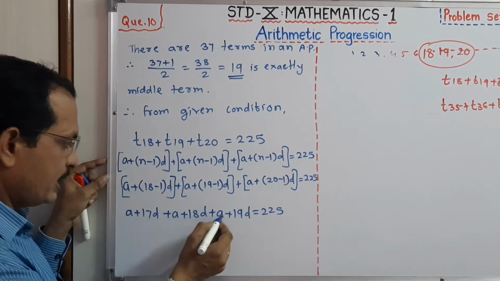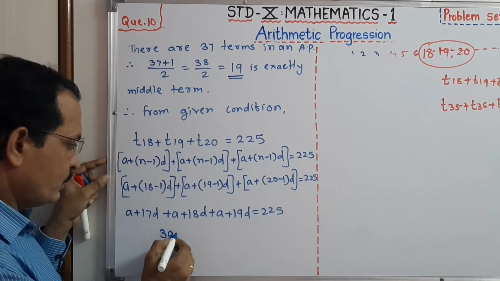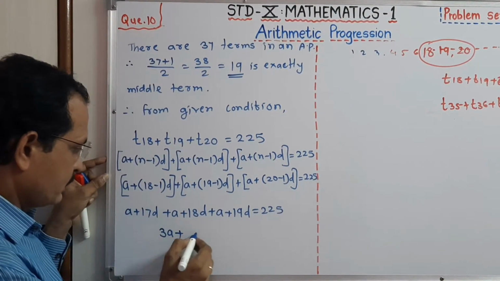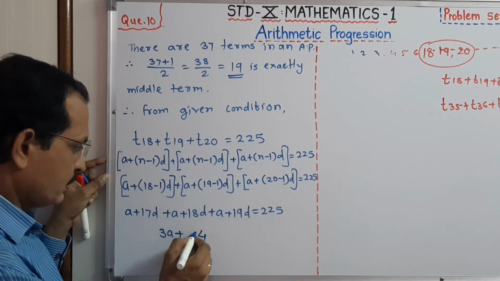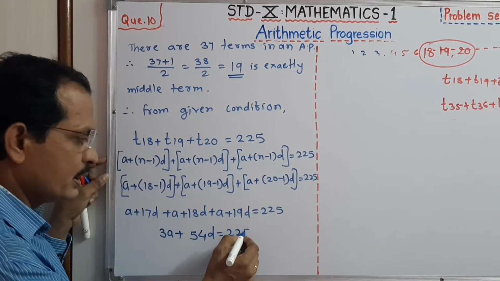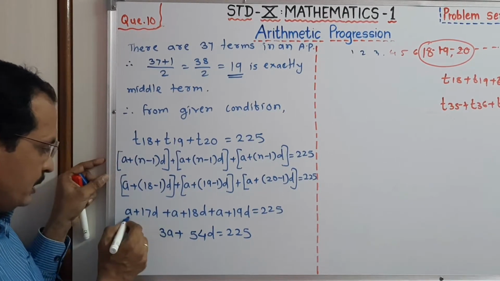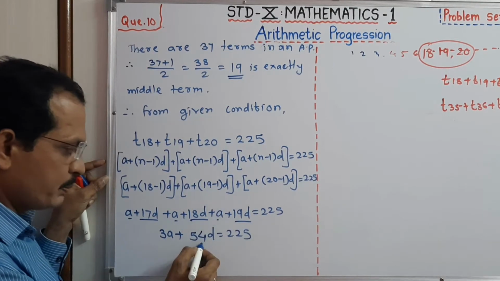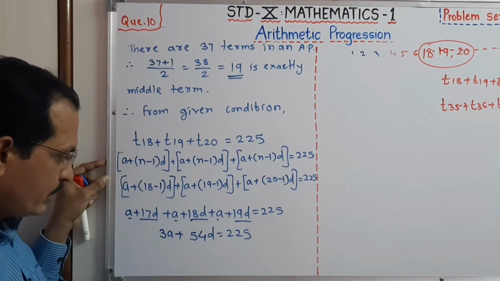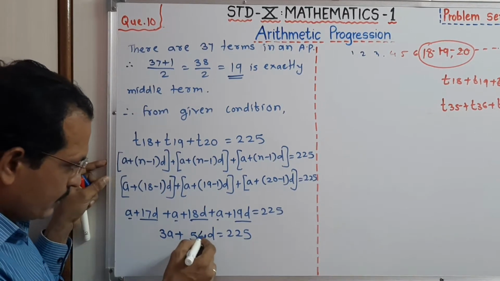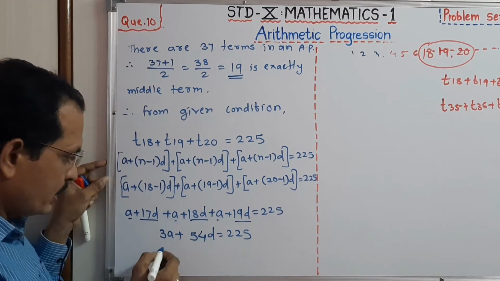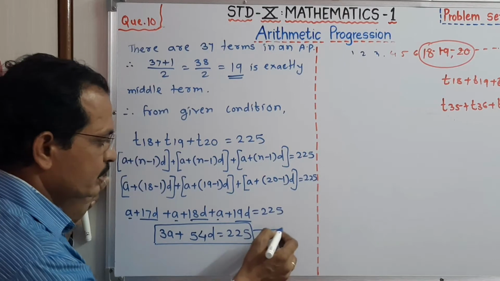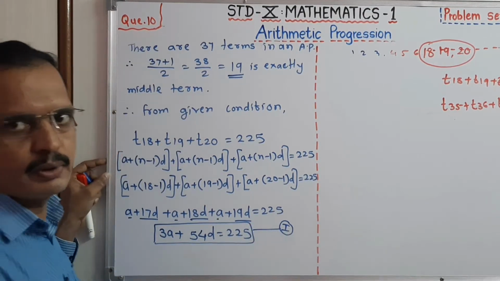Now here we get 3a. Now see here, 3a, and 17d, 18d, 19d gives 54d, is equal to 225. Now we got 3a plus 54d is equal to 225. This is the first equation from the first information.